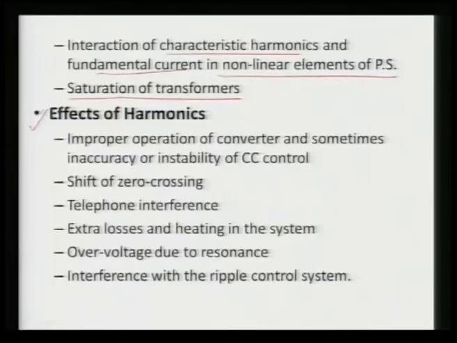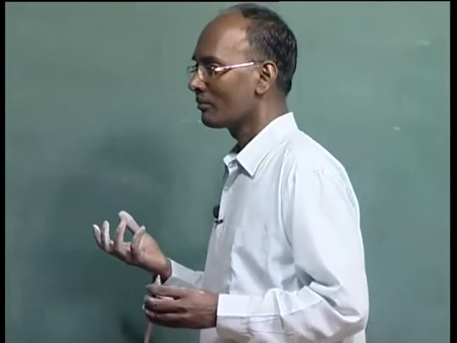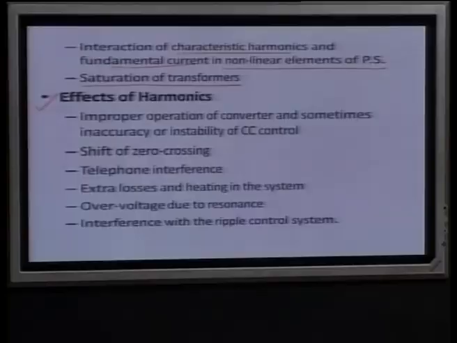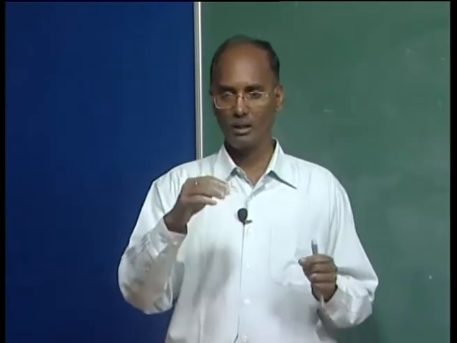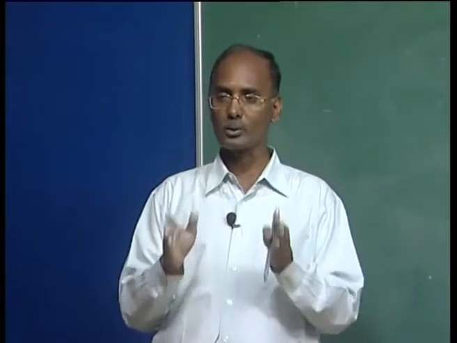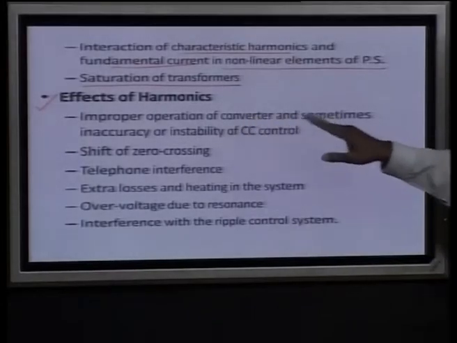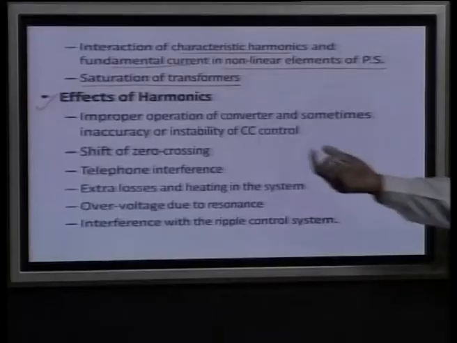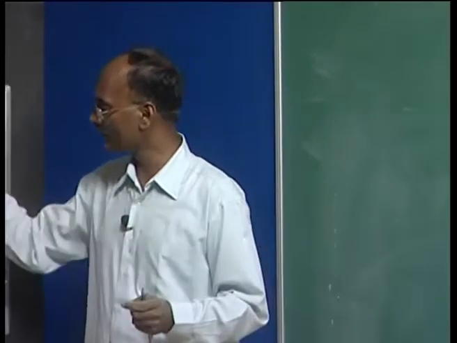Now, the effect of harmonics in general, whether uncharacteristic or characteristic. Whenever harmonics are there in the system, the operation of your converter circuit is in trouble, because we require a smooth sinusoidal wave, since we are measuring the zero crossing and so many other things based on our whole control circuitry design. So the operation may be disturbed, and sometimes the accuracy of CC control is also not guaranteed, and sometimes it may be unstable, because your controller is hunting here and there due to the change in this harmonic component.